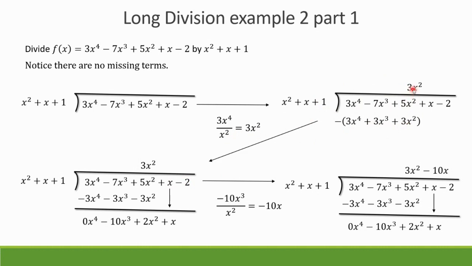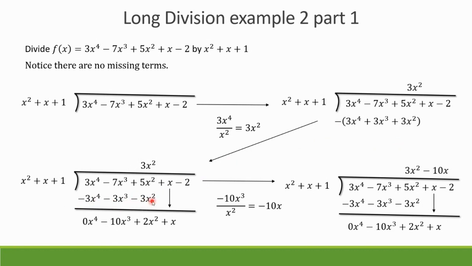So this is what we subtract. 3x squared times x squared is 3x to the 4. 3x squared times x is 3x cubed. 3x squared times 1, that's 3x squared. Okay, so that's what we have here. Now, we want to subtract this. So we have minus 3x to the 4, minus 3x cubed, minus 3x squared, right? You distribute the minus sign.